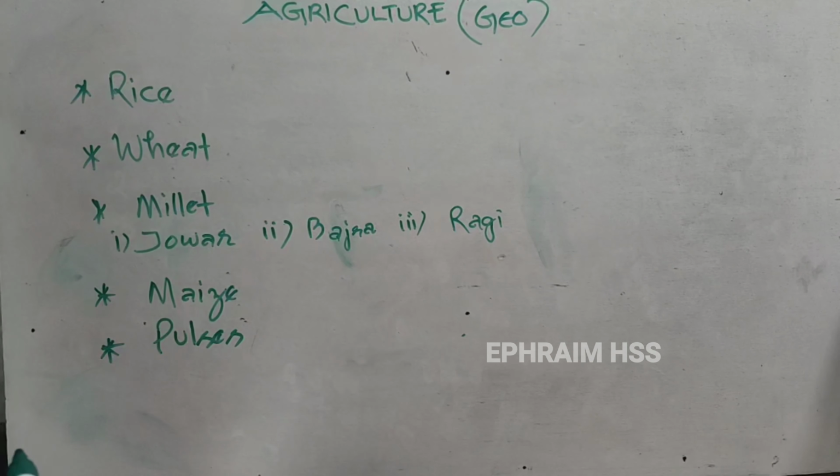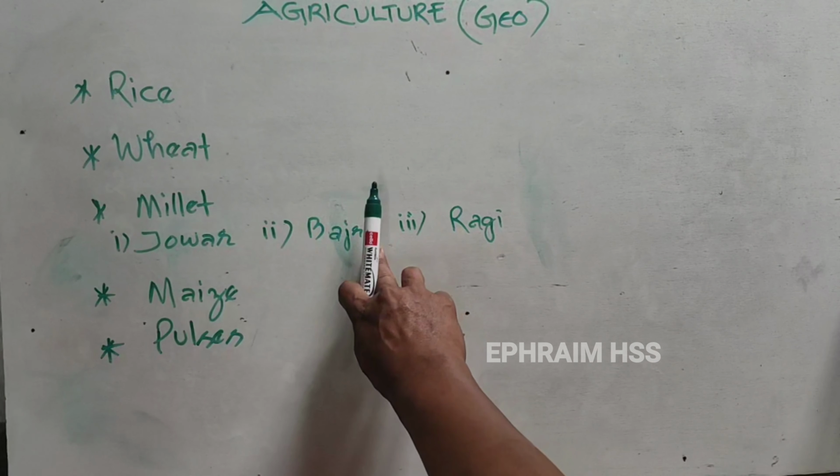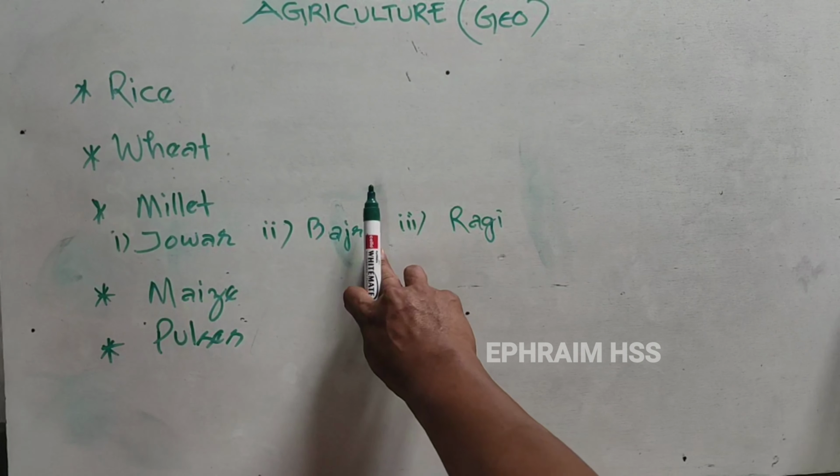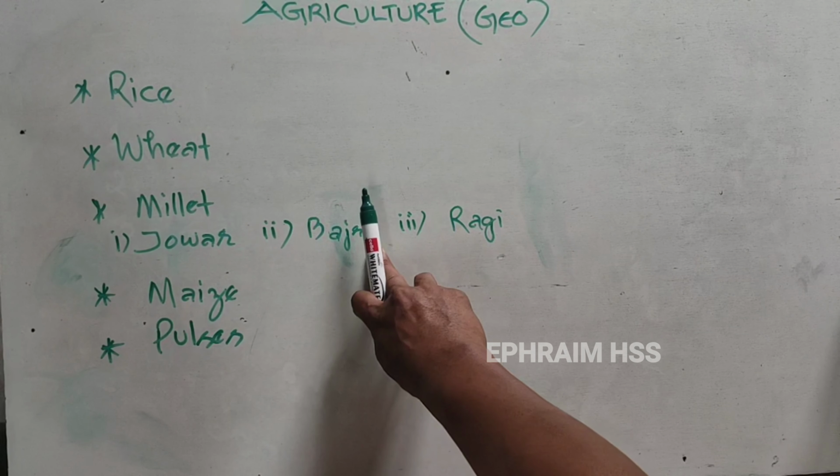As the soil is moist after rain, clay, loamy or sandy loamy soils are best suited for the cultivation of jowar. And it is mostly grown in states like Maharashtra, Karnataka, Andhra Pradesh, etc. And it is a kharif crop. The next one, that is bajra. It is also a kharif crop, but it can also be grown during the rabi season.